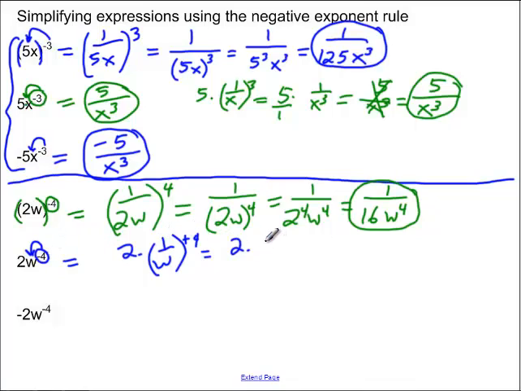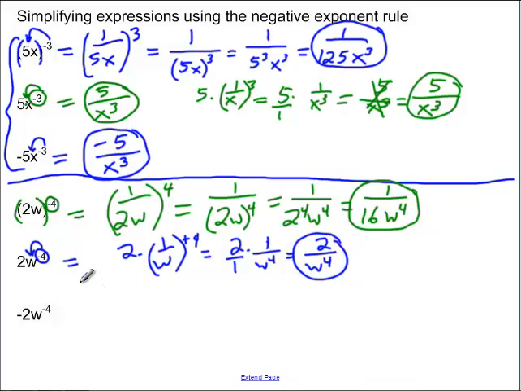Now this becomes 1 to the 4th power, or 1. W to the 4th power is w to the 4th power, and this is now, again, if you wanted to call 2 over 1, you could say now this is 2 times 1 is 2, 1 times w to the 4th is w to the 4th power, and there's our answer. We could have also taken the shortcut of saying the w goes to the other side, and the negative 4 becomes positive, and the 2 stays in the numerator, and that would be our shortcut.